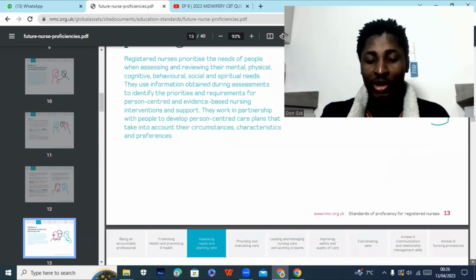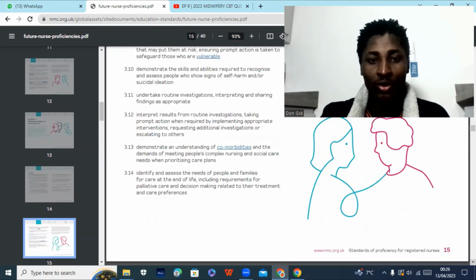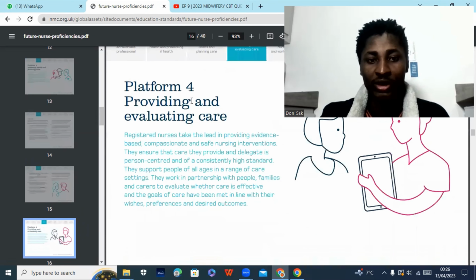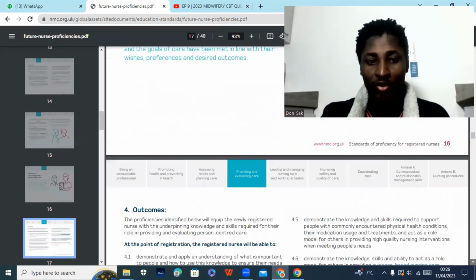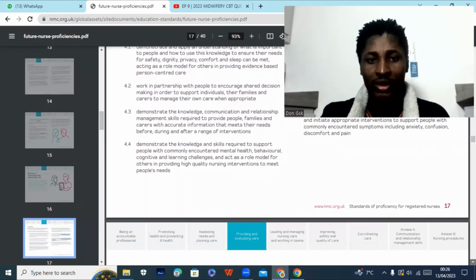They will also explain it to you. Platform 4. All right. Evaluating, providing and evaluating care. So that is platform 4. So that is how it is.